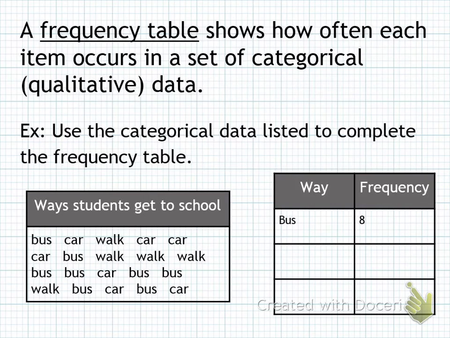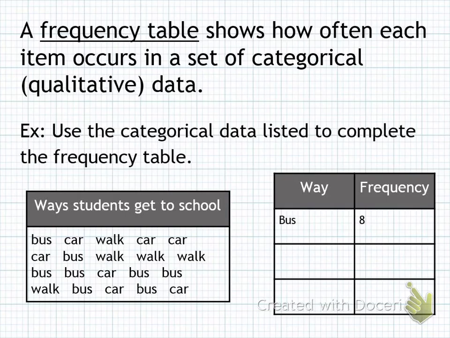Okay, so here's an example of a frequency table. A frequency table shows how often each item occurs in a set of categorical data. Okay, so this word categorical has the word category in it. So basically this kind of data refers to words, not numbers. Things like temperature or height and weight would not be included because those can be measured using numbers. This is categorical, or sometimes called qualitative. It's like the quality of something, not how many.